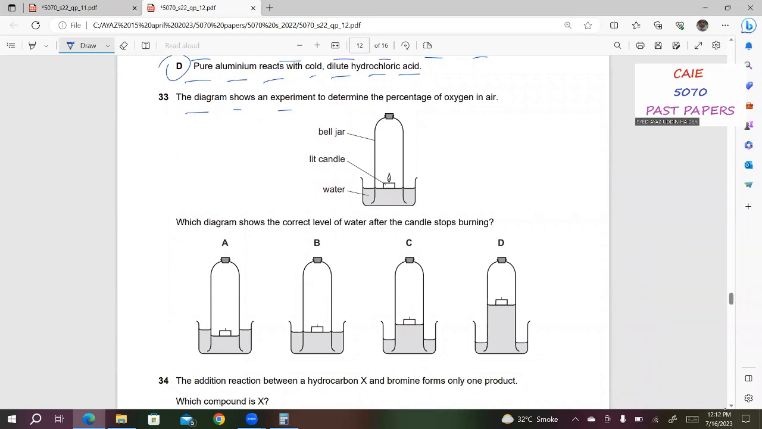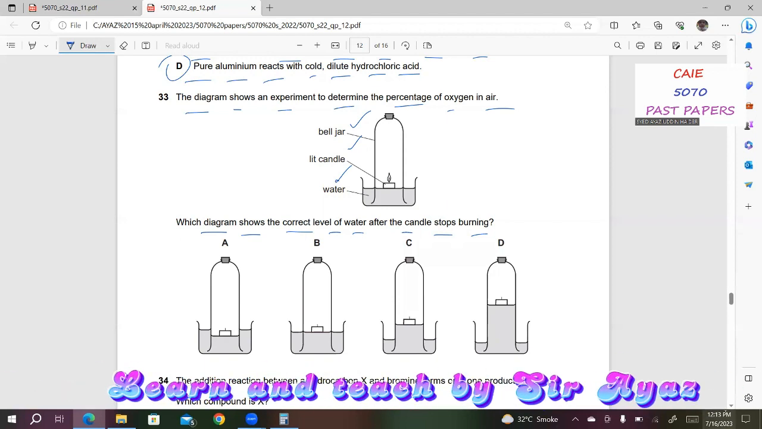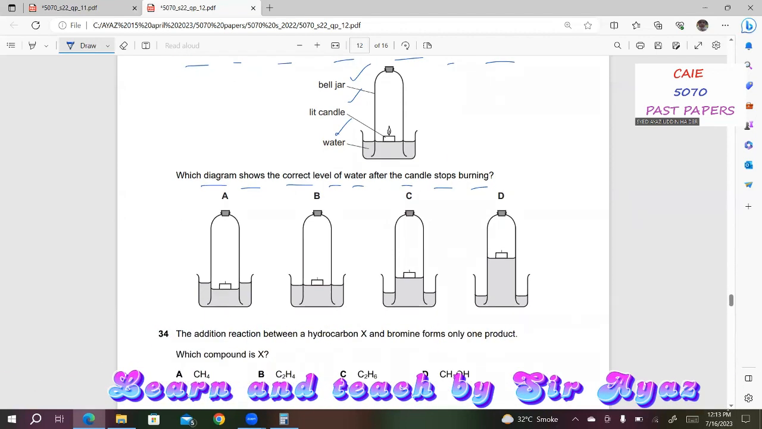The diagram shows an experiment to determine the percentage of oxygen in air. There is a bell jar, lit candle, and water. So definitely the candle is burning. It's reacting with oxygen. Candle is an organic compound, so it's reacting with oxygen. And as time progresses, the percentage of oxygen or the volume of oxygen will decrease. Which diagram shows the correct level of water after the candle stops burning? Now, candle stops burning means that all of the oxygen in the air will react with the candle. So C will be the right answer in this case.